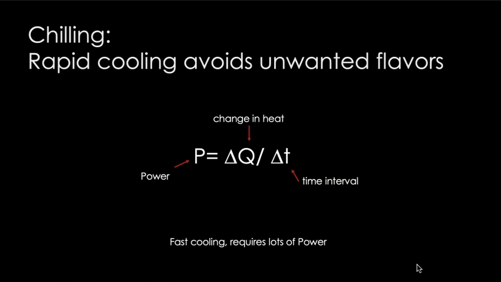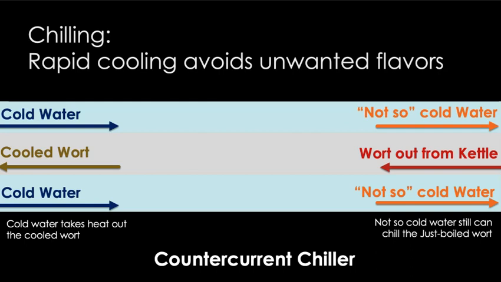So if we want to have a fast cooling, a rapid cooling, we need to have a small time interval. And if we want to have a small time interval, that means that this power is going to be large. So if we want to have fast cooling, we need to put in lots of power. How can we achieve this rapid cooling in an efficient way?